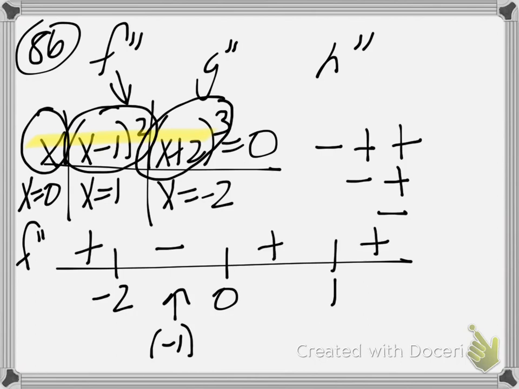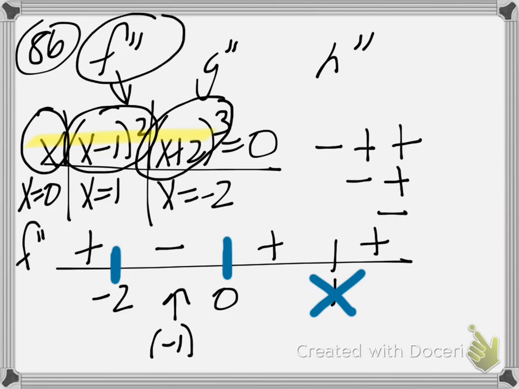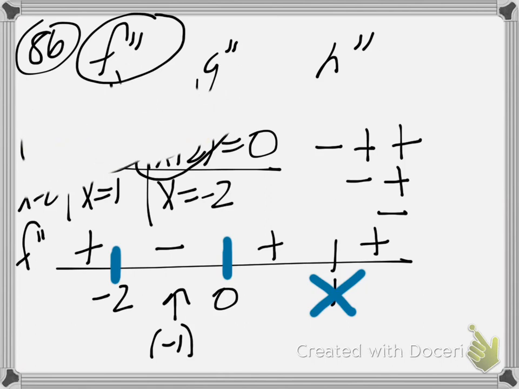And you should get these signs. Okay, so where is there a sign change? There's a sign change here at negative 2. There is a sign change here at 0, but there is no sign change at 1. So that means there are 2 points of inflection, and we're looking for exactly 2 points of inflection, which would make us think that this is the winner. But some of these choices involve more than just one, so we have to try them all. Okay, so f double prime definitely works. Okay, now let's try g double prime.